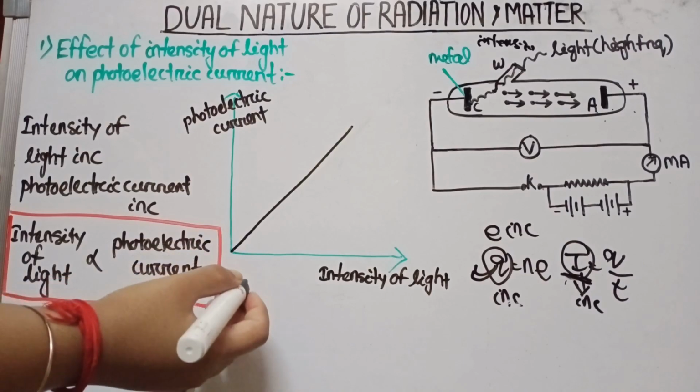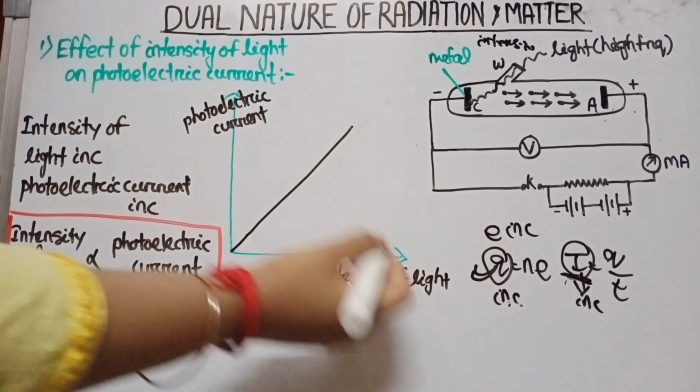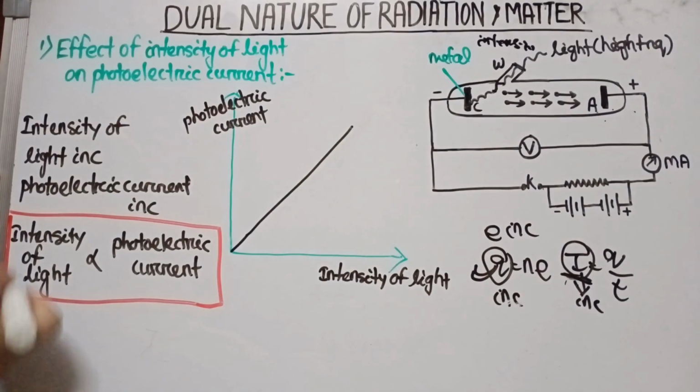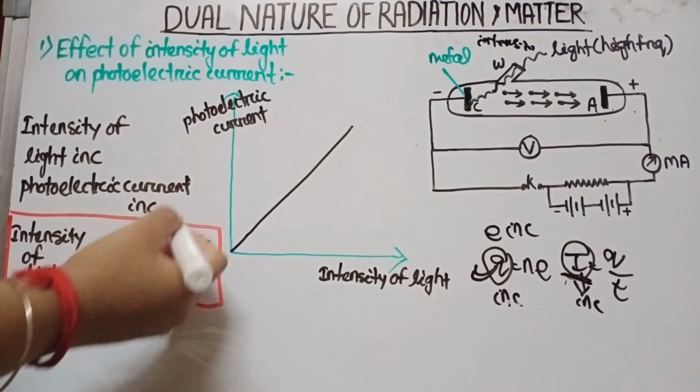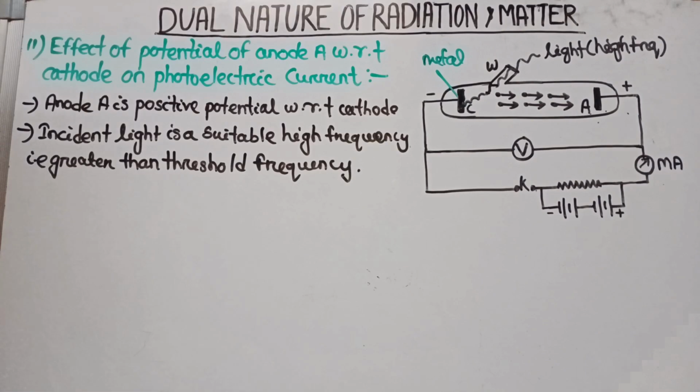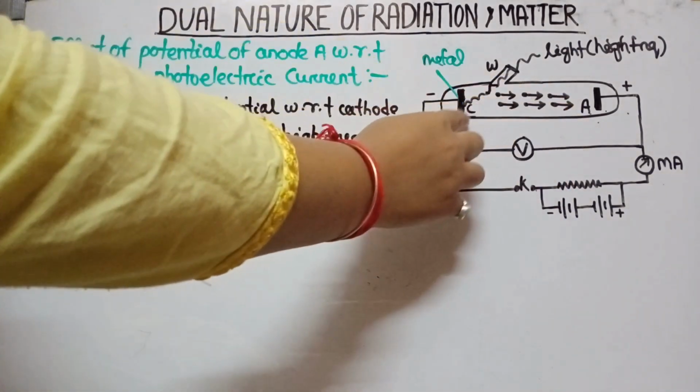Then if we take the graph between intensity of light and photoelectric current, we get a straight line. That means intensity of light is directly proportional to photoelectric current. Now go to the second characteristic, the effect of potential of anode A with respect to cathode.